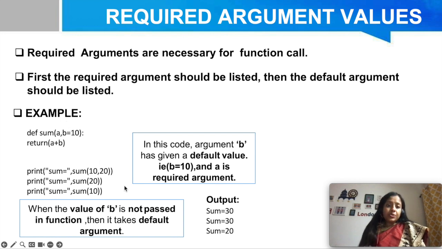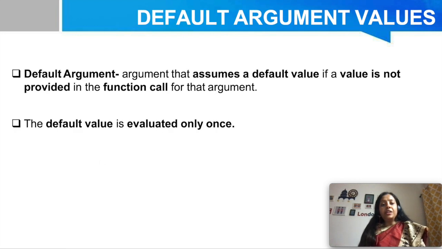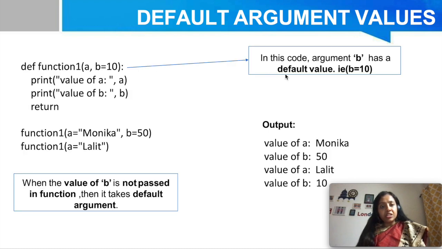Now that we have understood the required argument, we will go to the next type, that is the default argument, which we have already discussed once in the previous example. This is an argument that assumes a default value if a value is not provided in the function call for that argument. The default value will be evaluated only once.